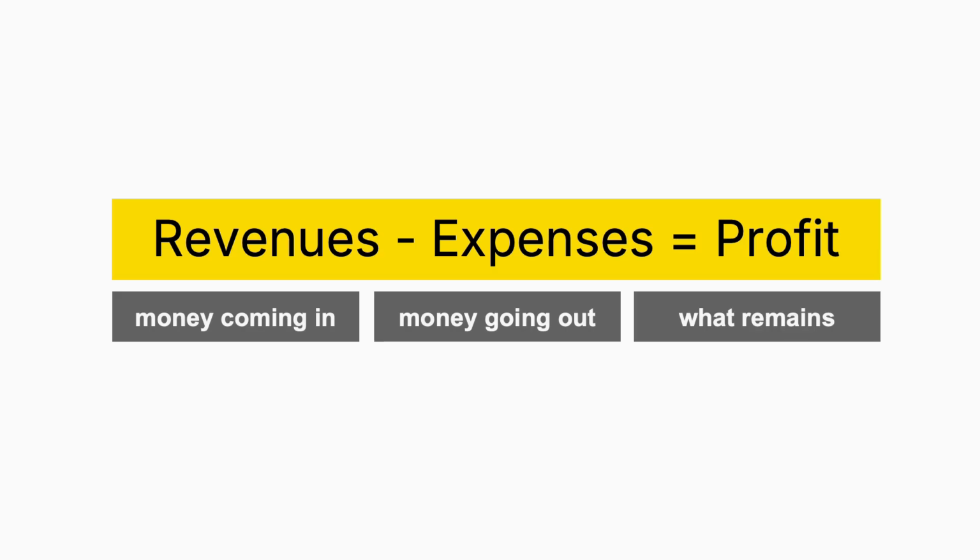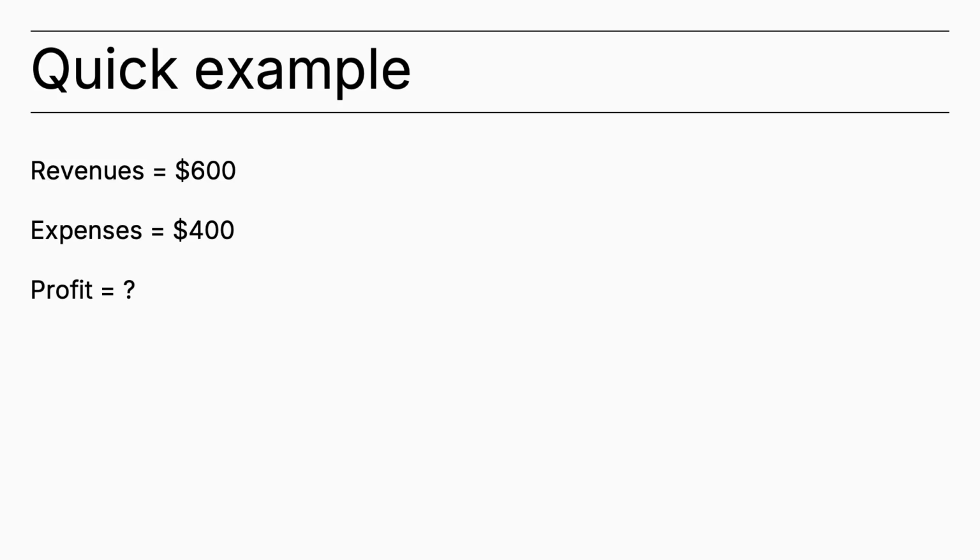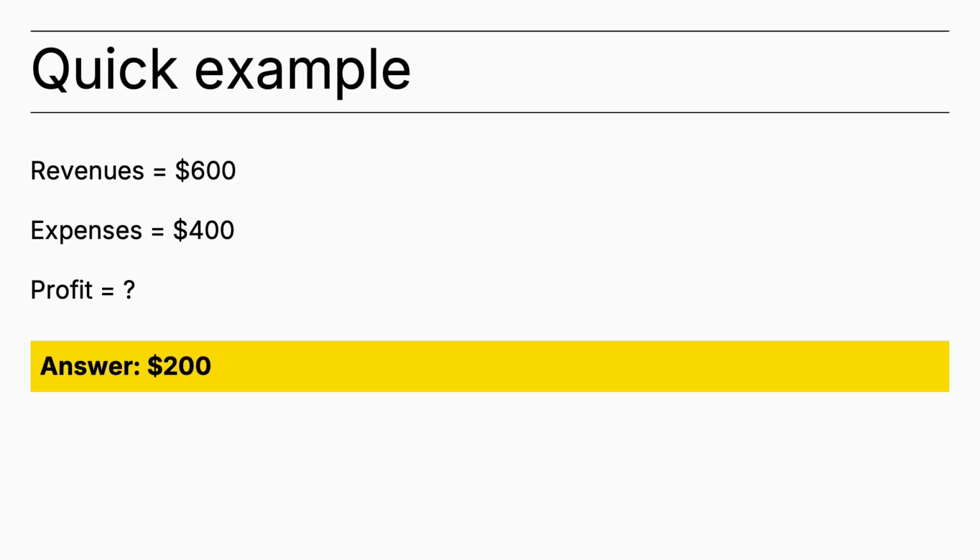Let's try a quick example together. If revenues are $600, expenses are $400, what will be the profit? The profit will be $200, which is 600 minus 400. But what happens if expenses become too high? Now this is very important.